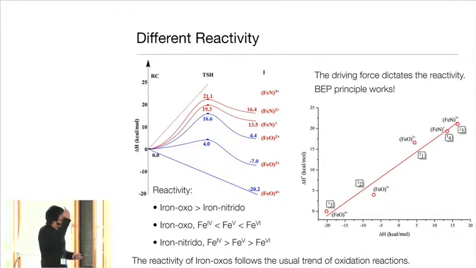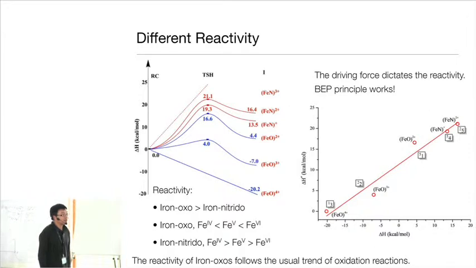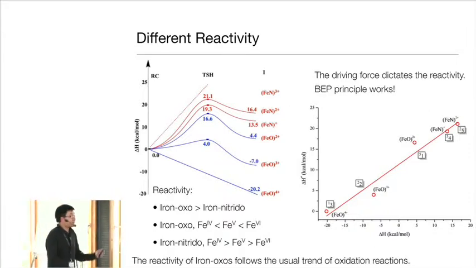We plot the reaction driving force and the barrier. This is the driving force and the barrier. We found a very good linear correlation. That means in this particular system, this principle really works. But that's not all; that was the question at the beginning.